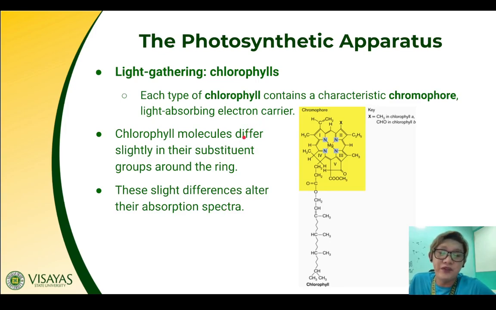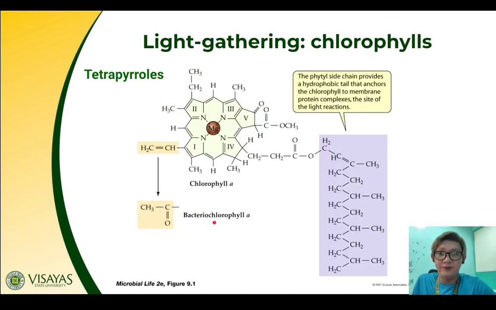So each type of chlorophyll contains a characteristic chromophore, which is the light-absorbing electron carrier. So chlorophyll molecules differ slightly in their substituent groups around the ring. Okay, these slight differences alter the absorption spectra of a particular type of chlorophyll. So chlorophylls have tetrapyrroles. So the phytyl side chain provides a hydrophobic tail that anchors the chlorophyll to membrane protein complexes, which is the site of the light reactions.